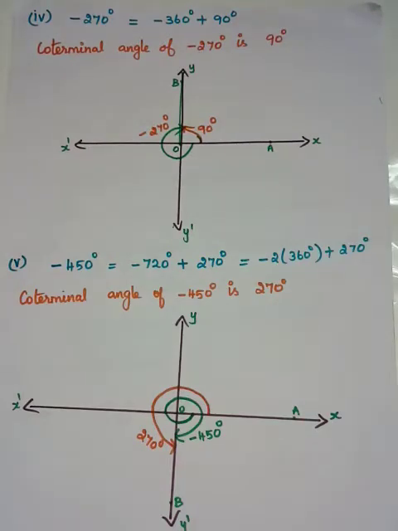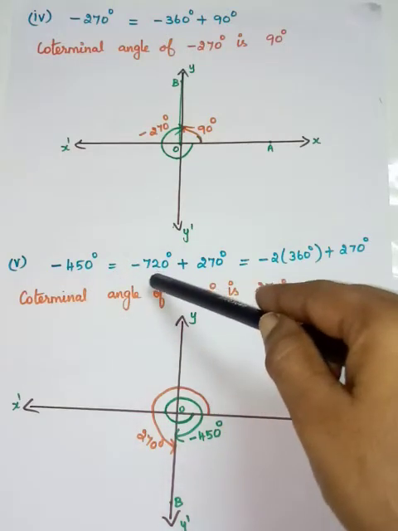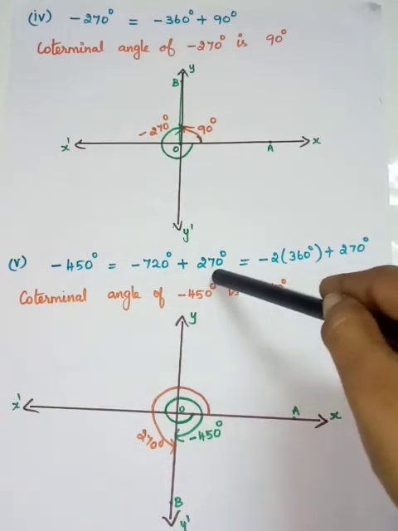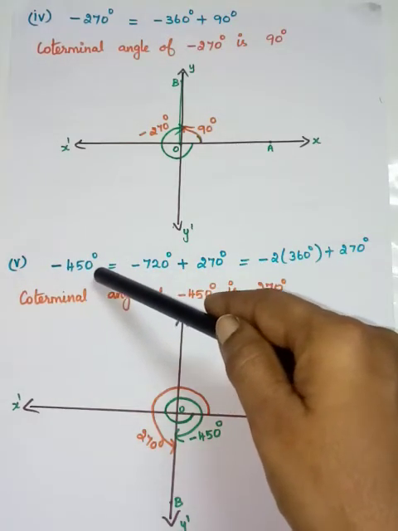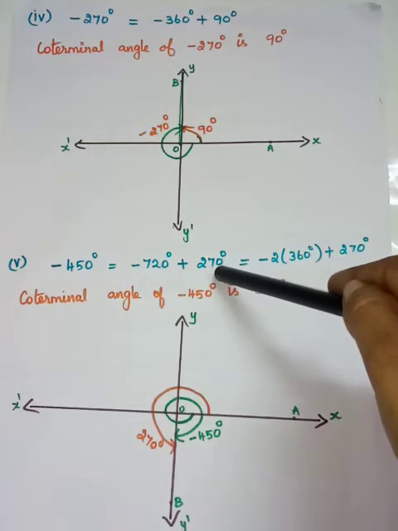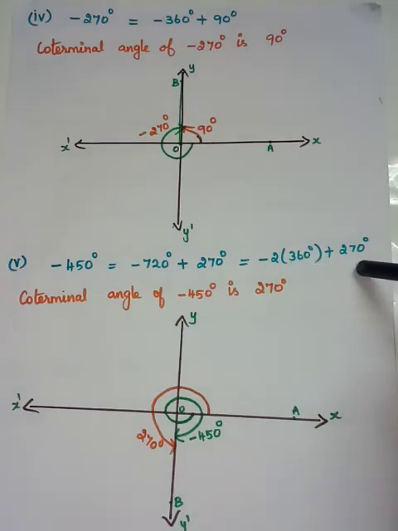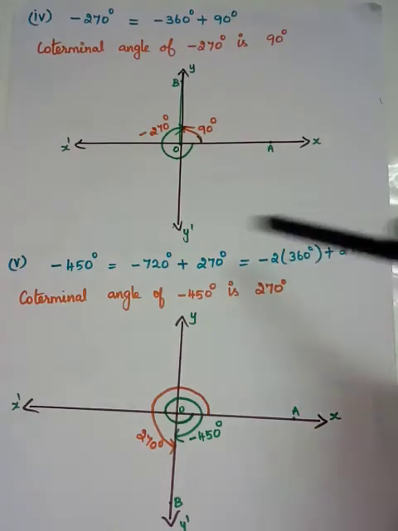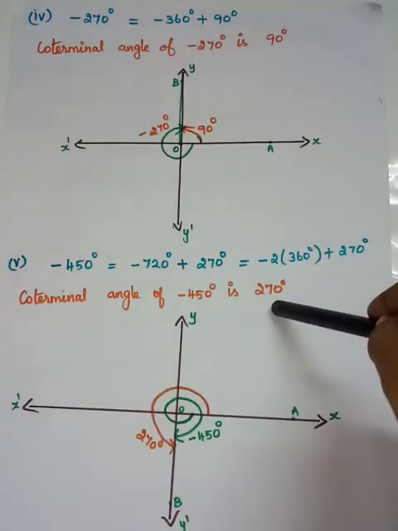Okay, so see now the next one, minus 450 degree. So it can be written as minus 720 degree plus 270 degree, because it is greater than, what is it, 360 degree. So minus 720 degree plus 270 degree, and 720 can be written as 2 into 360 degree, so minus 2 into 360 degree plus 270 degree. So the coterminal angle of minus 450 degree is 270 degree.